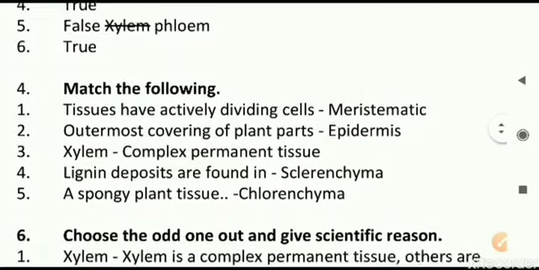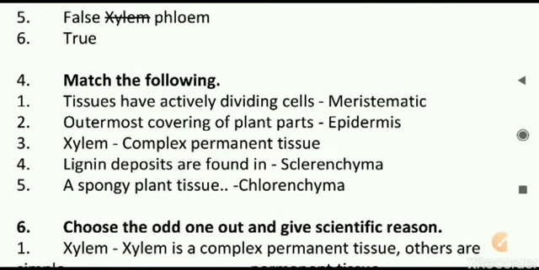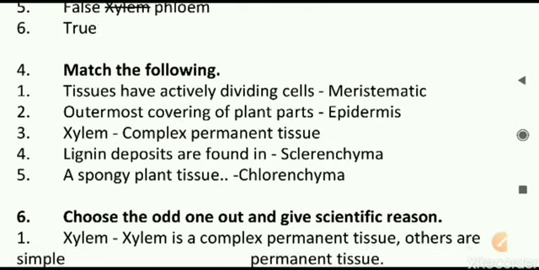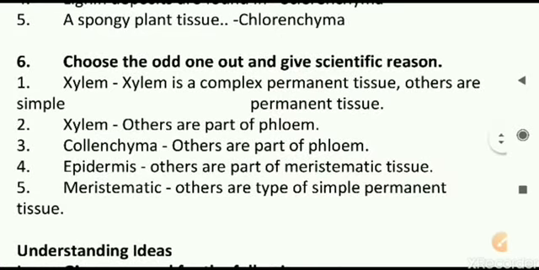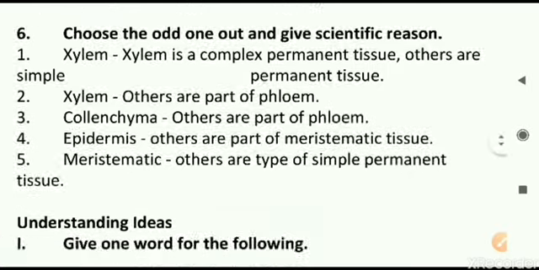Then match the following. The answers in front of the questions themselves I have written there. Tissues with actively dividing cells are meristematic tissues. Outermost covering of plant part is epidermis. Xylem are complex permanent tissues. Lignin is present in sclerenchyma. A spongy plant tissue is chlorenchyma. Then the odd one out, as well as the reason why it is the odd one out, that is all mentioned there. You can note them down.